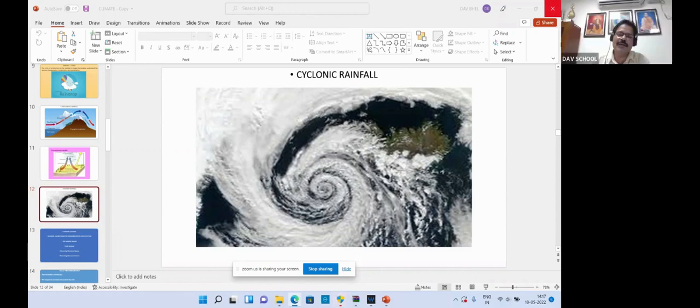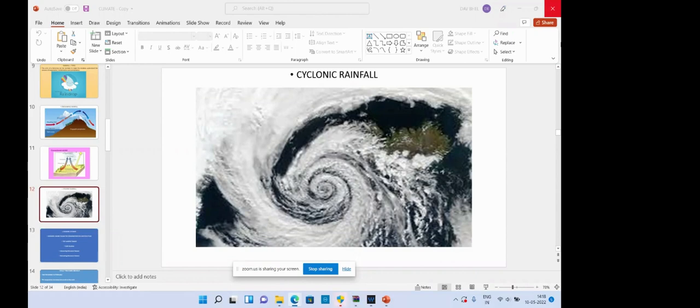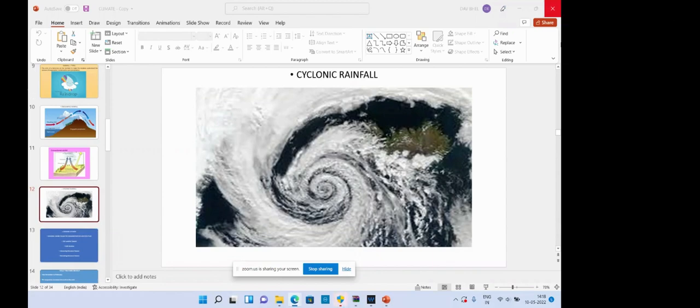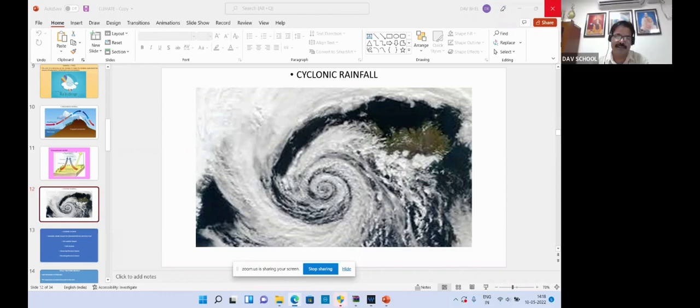When the air is cooled, intermolecular space will decrease. And what will happen? Surplus moisture. Humidity will become more than 100%. Humidity more than 100% means the air will be carrying more than what it can carry.